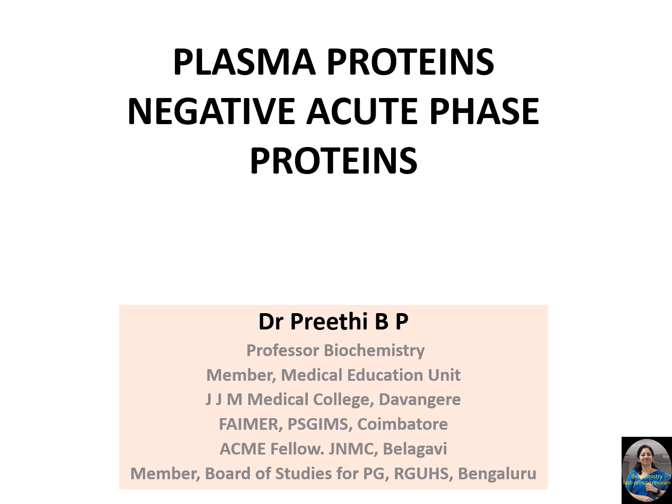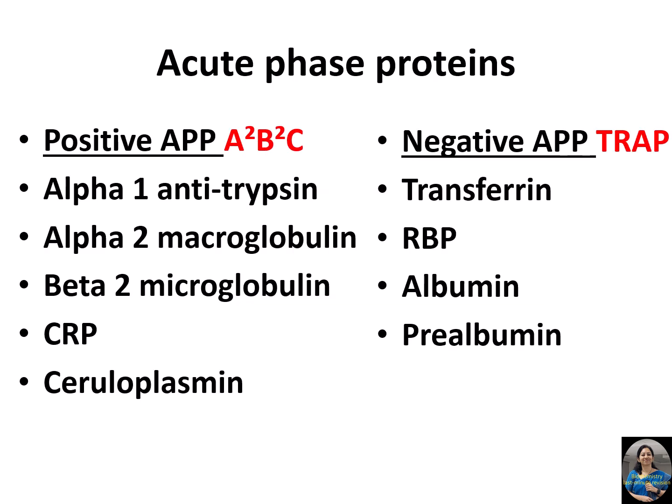This video is on negative phase proteins. Acute phase proteins can be classified as positive, which include alpha-1 antitrypsin, alpha-2 macroglobulin, beta-2 microglobulin, C-reactive protein, and ceruloplasmin. Negative acute phase proteins include transferrin, retinol binding protein, albumin, prealbumin.